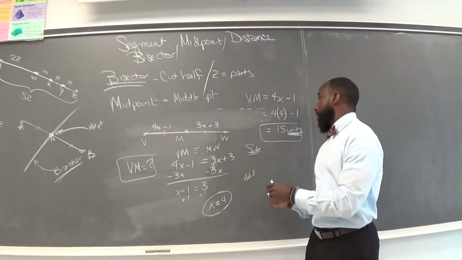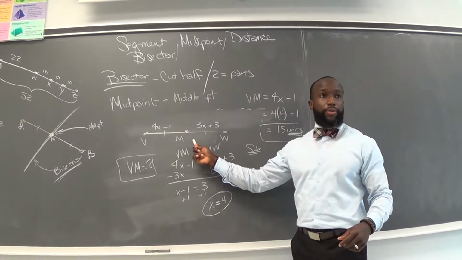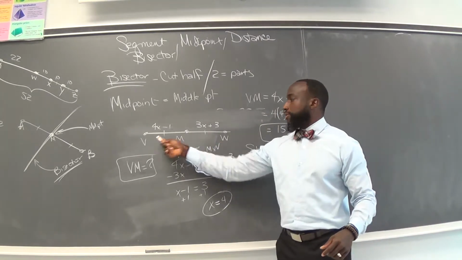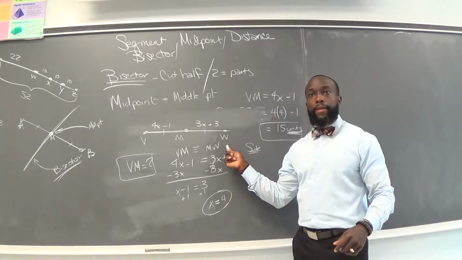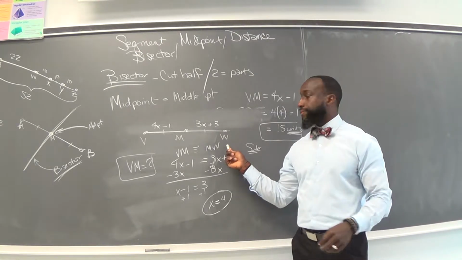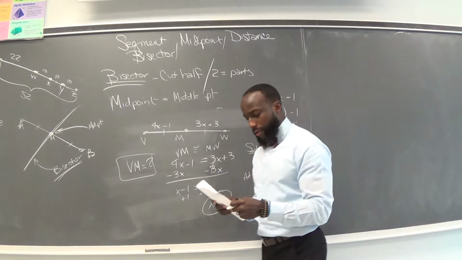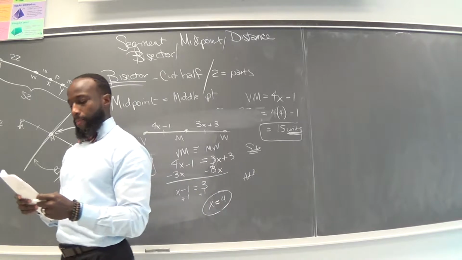So, check this out. If VM is 15, how long is MW? 15. And how long is VW? 15, or 30. VW is 30. Right. Okay? Cool. So, any questions so far? How we feel? Good. We good?